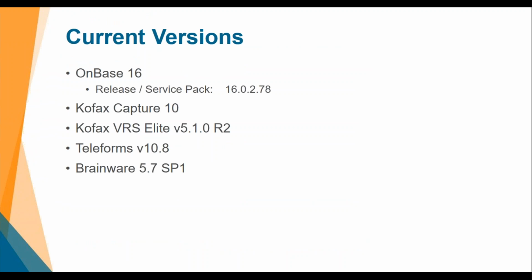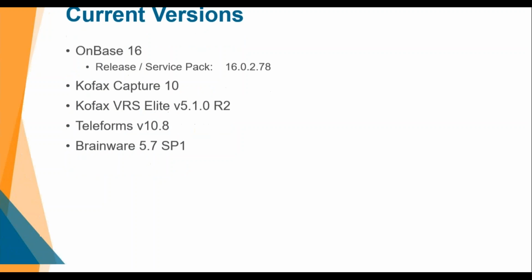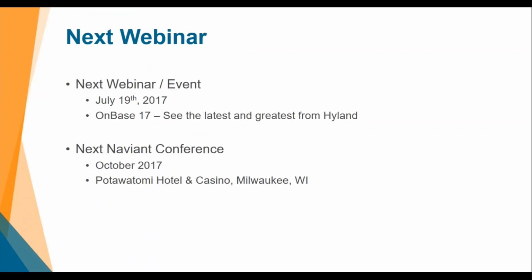The current versions of software being released and available are OnBase 16 Service Pack 2, Kofax Capture 10, VRS Elite 5, Teleforms 10.8, and of course Brainware 5.7 SP1. So if you're running any of those and you're not on the current release and would like to be, contact us to get those latest versions.